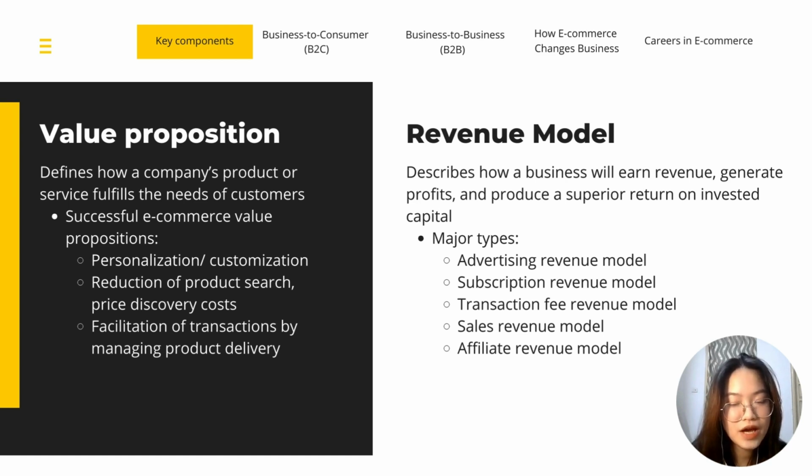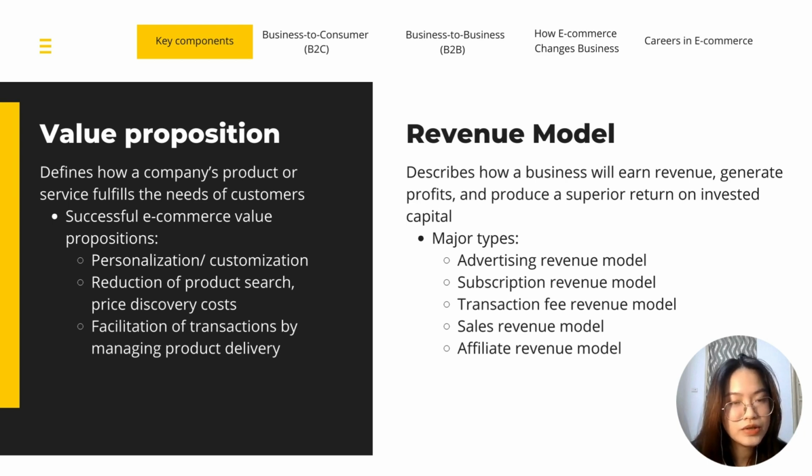And successful e-commerce value propositions include personalization or customization, reduction of product research and price discovery costs, or facilitation of transactions by managing product delivery.